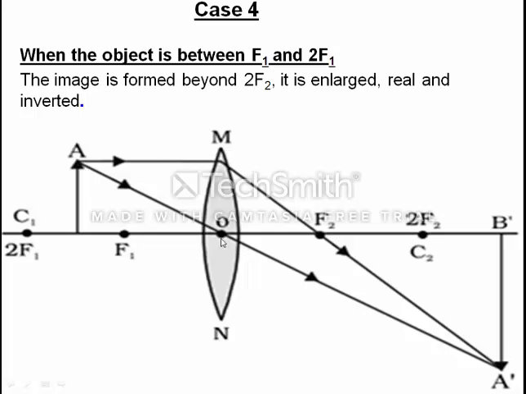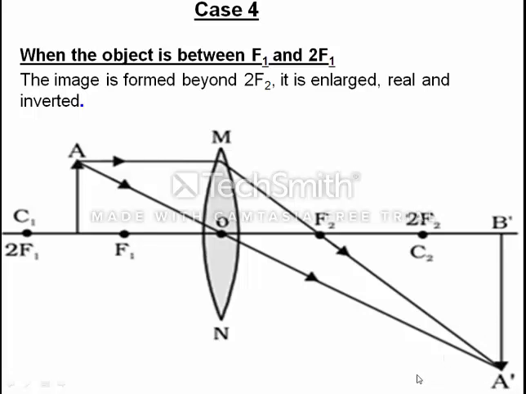Another ray which passes through the optical center does not bend; it moves in a straight direction. Both rays are meeting at a point, so this point is the formation of the image. Where two refracted rays, or in the case of a mirror reflected rays, in the case of a lens refracted rays, are meeting, on that point you have to draw the arrow. And the arrow is A dash, B dash.